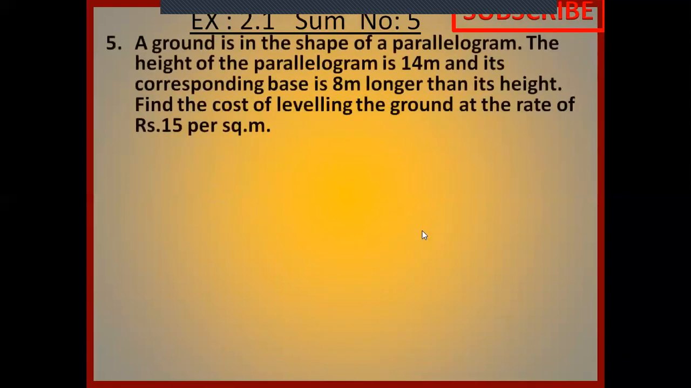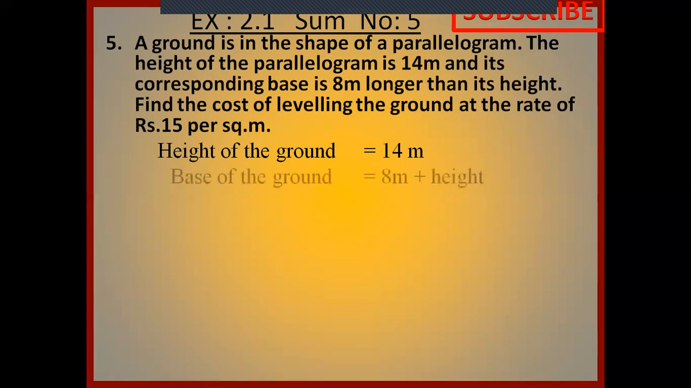A ground is in the shape of a parallelogram. The height of the parallelogram is 14 meters and its corresponding base is 8 meters longer than its height. Find the cost of leveling the ground at the rate of rupees 15 per square meter. So here, the height of the ground is given as 14 meter and they say that the base of the ground is 8 meters longer than its height.